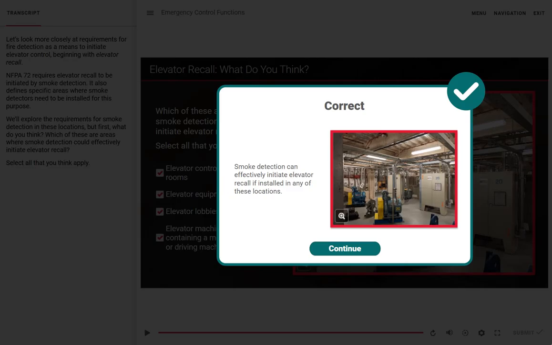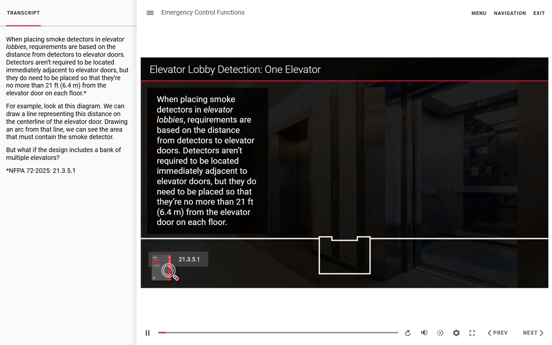That's correct. Smoke detection can effectively initiate elevator recall if installed in any of these locations. When placing smoke detectors in elevator lobbies, requirements are based on the distance from detectors to elevator doors. Detectors aren't required to be located immediately adjacent to elevator doors, but they do need to be placed so that they're no more than 21 feet, or 6.4 meters, from the elevator door on each floor.